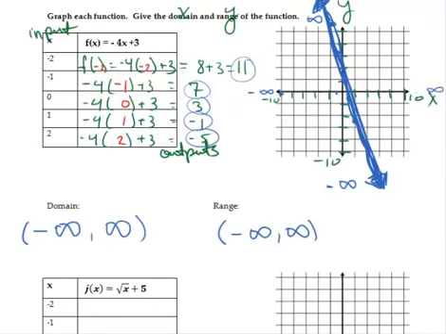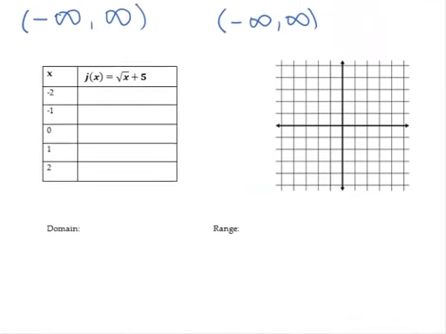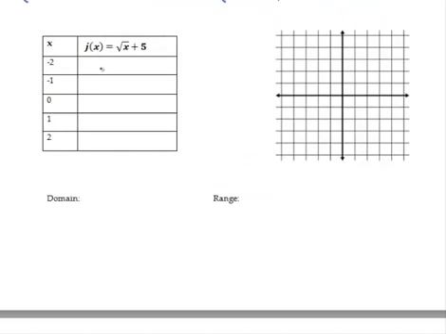Let's look at another one together. Same deal. We're going to fill in our chart. We're going to get our input values for x. We're going to get output values for y, or in this case for j of x. We're going to graph them and then talk about domain and range.